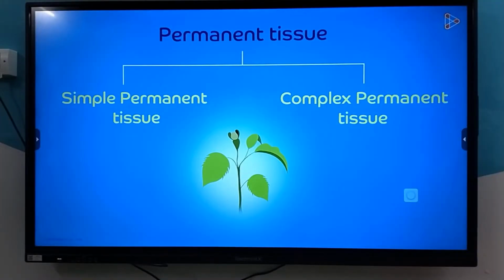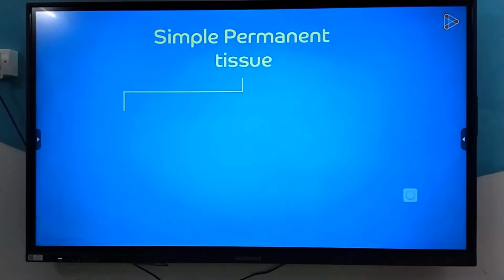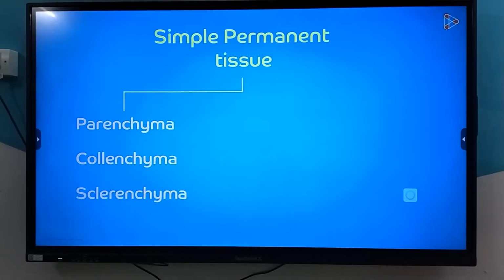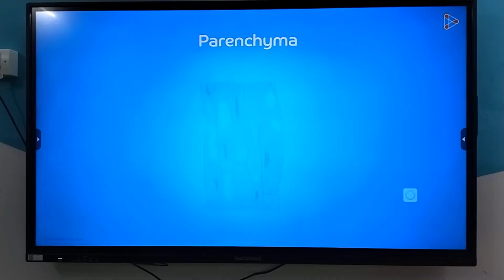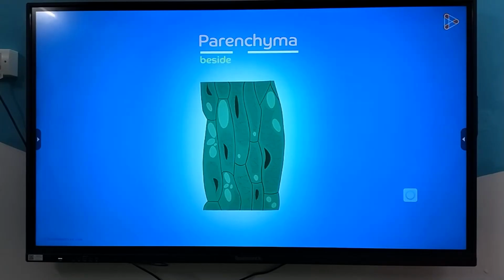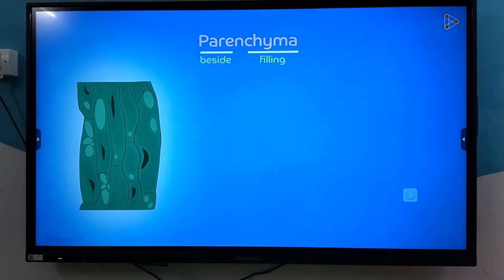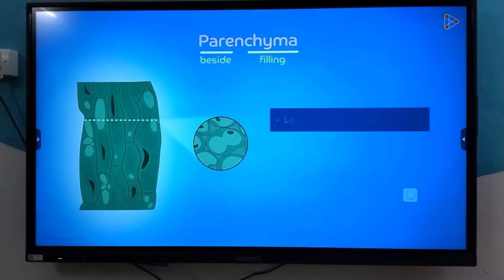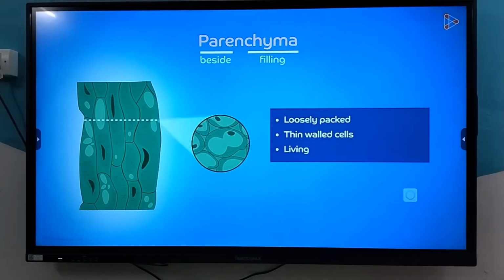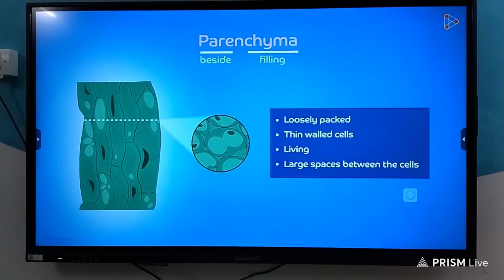If you recollect, we concluded the previous video by getting introduced to the three simple permanent tissue types. Now let's dive deeper into these tissues and know more about them. The first one in our list is the parenchyma. Since this tissue acts as a filler, it is usually found at many locations in the plant body. It is characterized by loosely packed, thin-walled cells which are living. The tissue contains large spaces between the cells so that, besides providing support, it can also be used to store food.